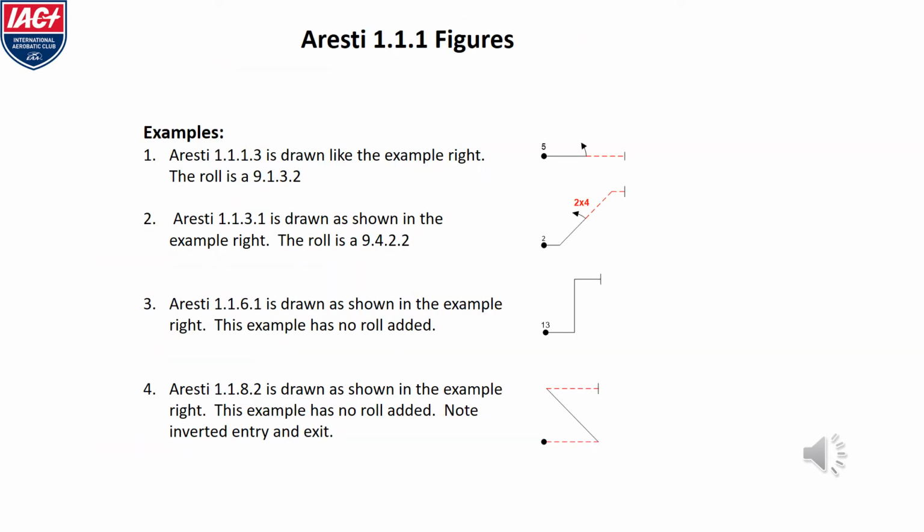These are 4 examples of Aresti Family 1 single line figures. Each one illustrates how a figure can begin upright or inverted and can include rolls. The first figure is a simple horizontal line with a half roll. The second figure is a 45 with a half roll. The third figure is a simple vertical line. The fourth figure is a figure you might never see in competition, but it's a zigzag that starts inverted and ends inverted.